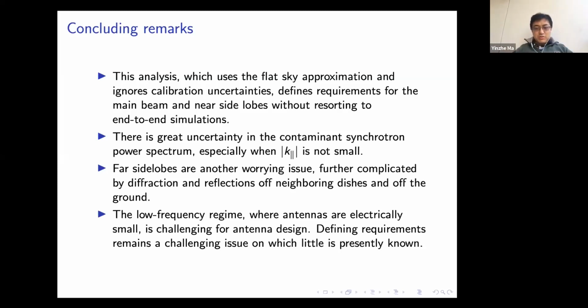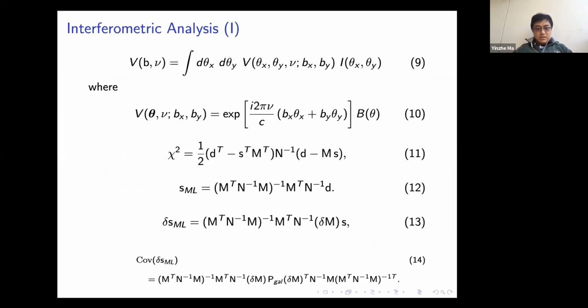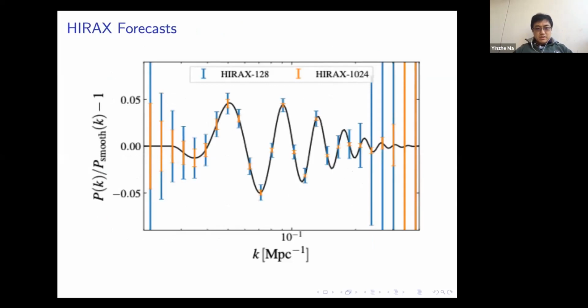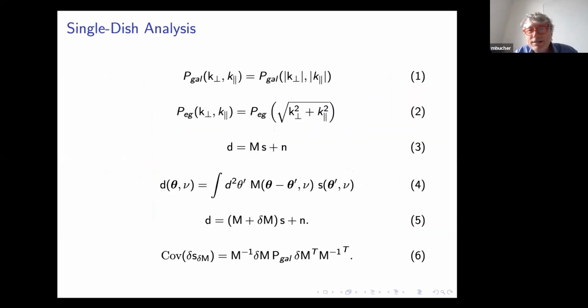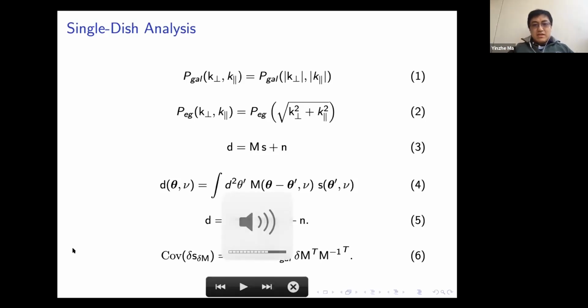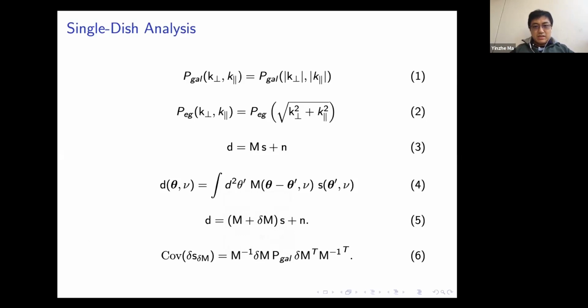So Martin, do you mind to reverse back to the first slides of your equation previously? This one? Yes. So these are all very interesting. My first question is about P Gao and P extragalactic. The Gao only depends on these two, K perpendicular and K parallel absolute value, whereas the extragalactic is only related to the norm of the K vector. What is the assumption built into this?